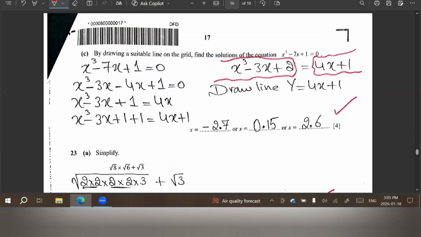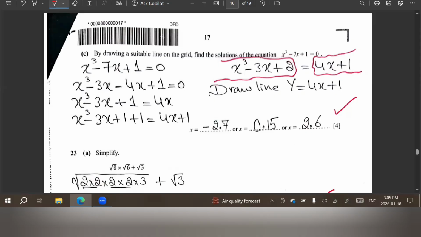So minus 7x can be written as x cube minus 3x minus 4x plus 1 equals 0. Take this minus 4x to the other side. So now you have x cube minus 3x plus 1 equals to 4x. Add 1 on both the sides. So x cube minus 3x plus 2 equals to 4x plus 1. I have added 1 on both the sides. So this will become x cube minus 3x plus 2.